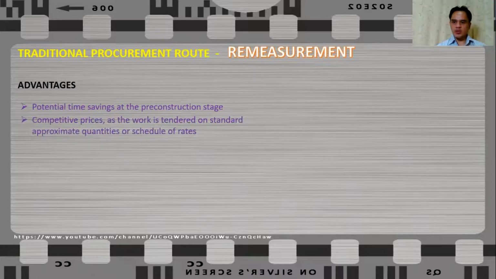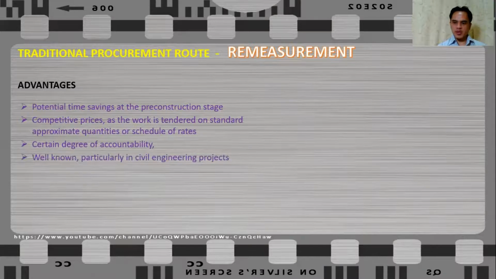Competitive prices will be achieved as the work is tendered on standard approximate quantities or schedule of rates, which are used to value the completed works on site. A certain degree of accountability is achieved due to competitiveness in the selection process. This is a well-known procedure, particularly in civil engineering projects, and changes are easy to manage.